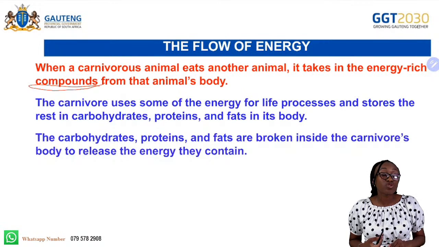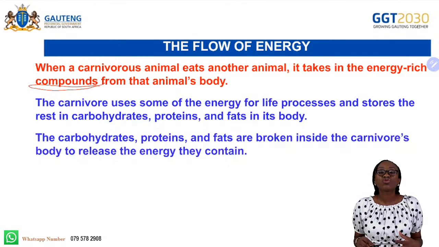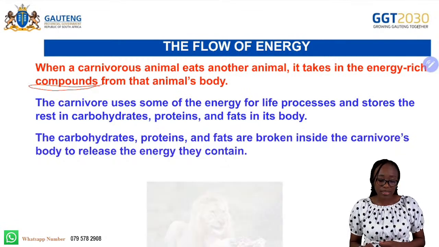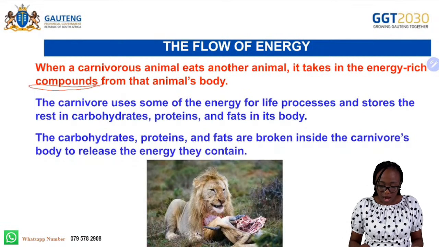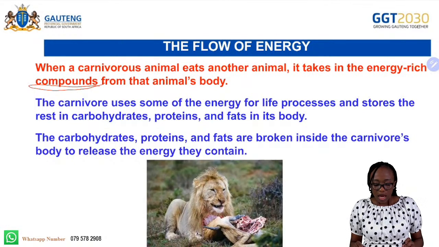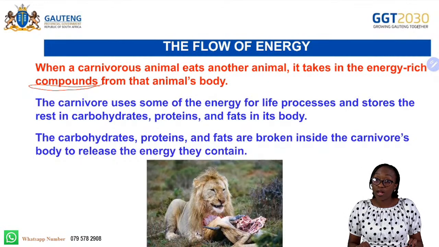The carnivore needs to grow. The carnivore needs to be sensitive to its surroundings. And all this requires energy. And there is a lion eating another animal. There's a lion eating a herbivore. So we've got different carnivores, we've got lions, and we've got tigers as well.